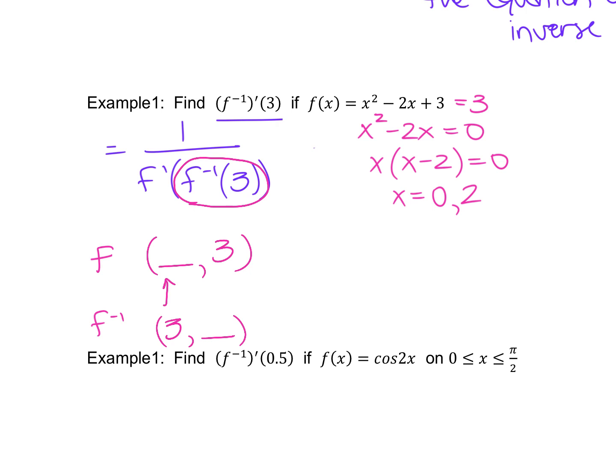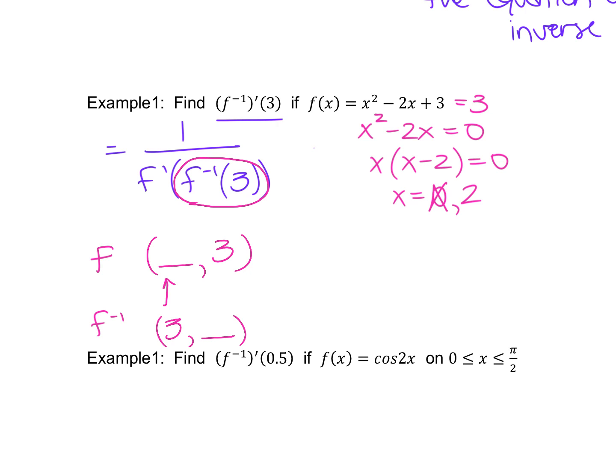Now, there's a very specific reason I went over that whole restricting thing on the previous page. We always keep the positive side of a quadratic. So which of these two x values are we actually going to use? 2. We're not going to use 0 because that would be on the left-hand side.